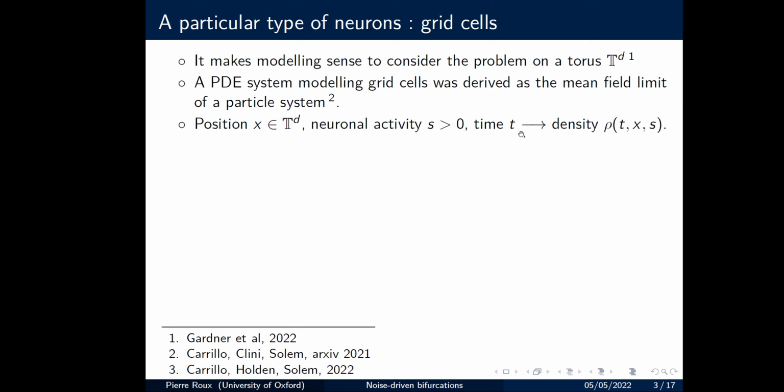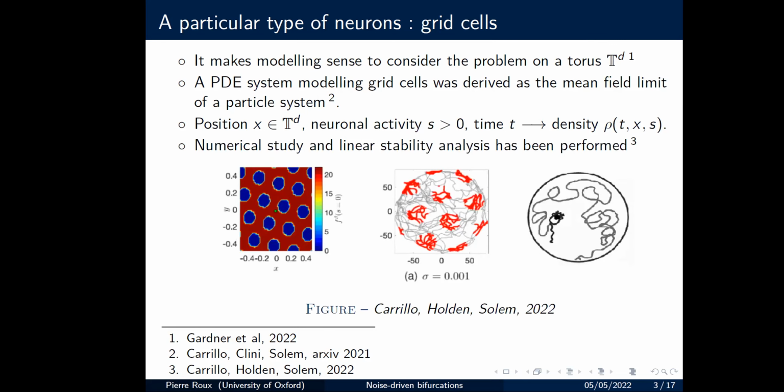And what this system describes is the probability density at each time, at each location, of finding a neuron whose neuronal activity is S. The neuronal activity being a kind of firing rate, the number of spikes per second. So it's the active frequency of the firing for the cells. And this model reproduces very well this hexagonal firing pattern.